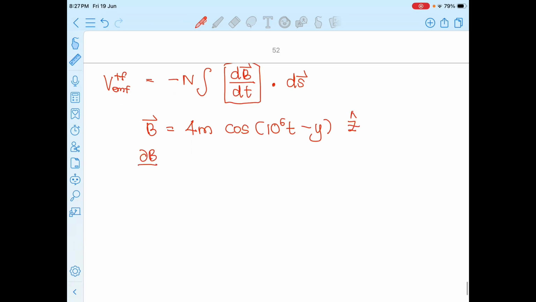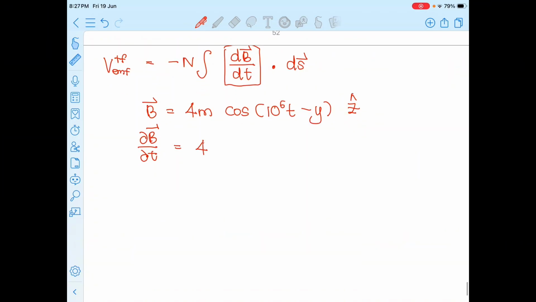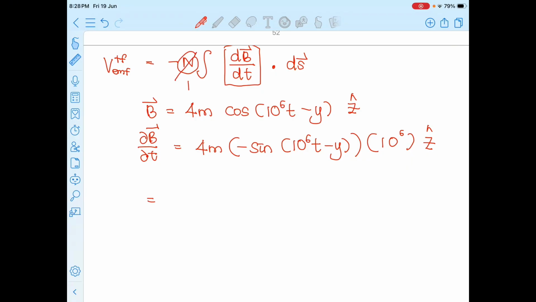So the del B del t will be equal to 4 milli here. Cos will give you a negative sign, negative sin 10 power 6t minus y, and then we will have this 10 power 6 when we perform the differentiation, in the z direction. So I'm going to replace this inside. For the n, it is equal to 1 because it is a single loop.